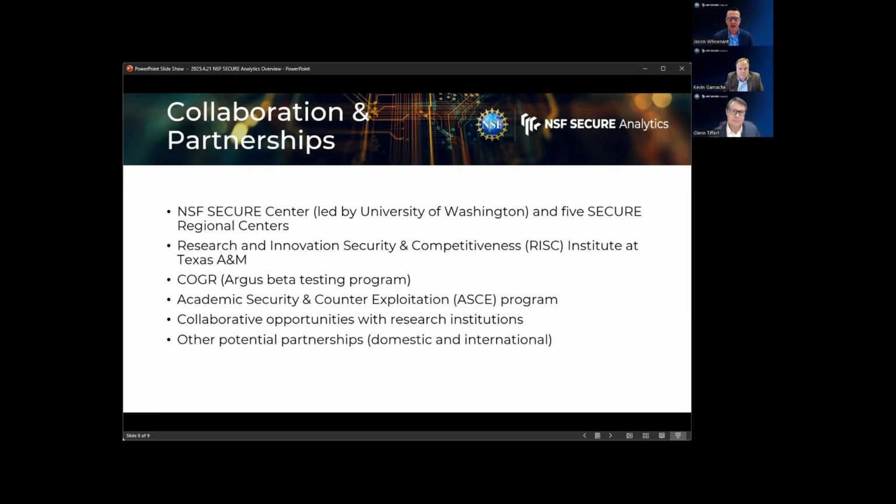But in addition to partnering with other societies and associations, the Council on Government Relations, or COGR, is partnering with us for Argus beta testing, as Dr. Tiffert had mentioned earlier. And we're also partnering with the Risk Institute to leverage the Academic Security and Counter-Exploitation Program, or ASCE, to reach many of those who are in the research security area or space.